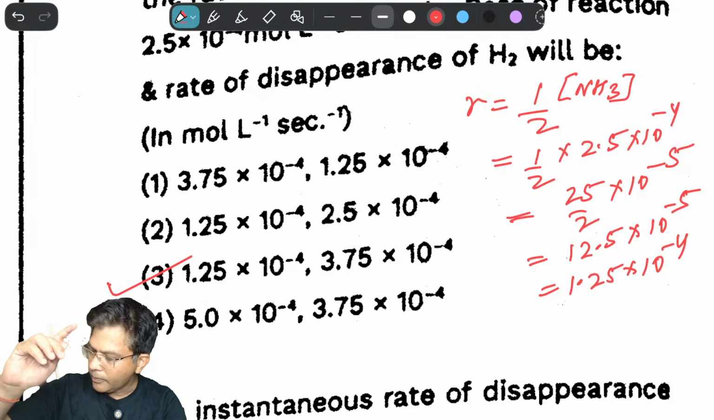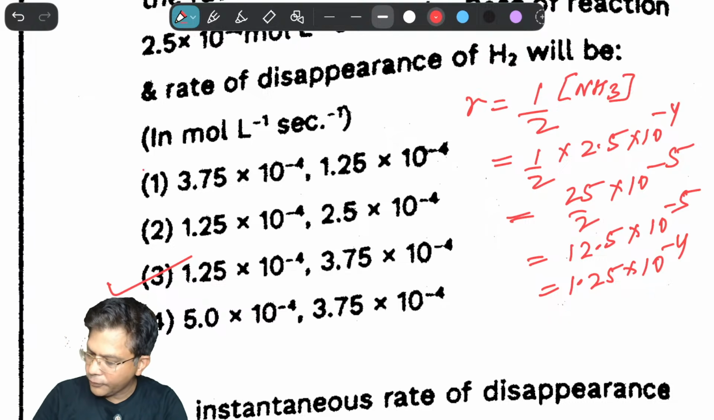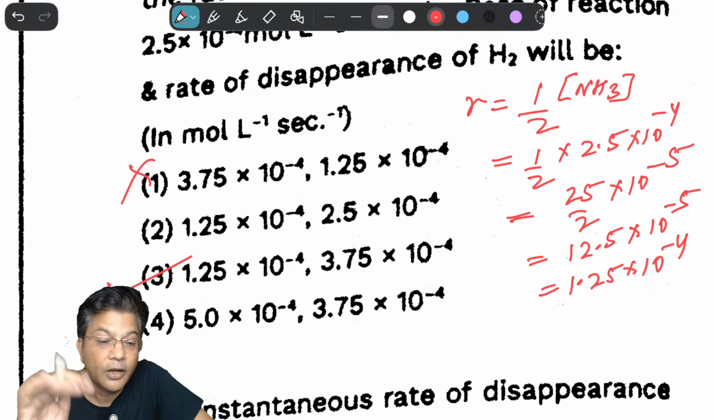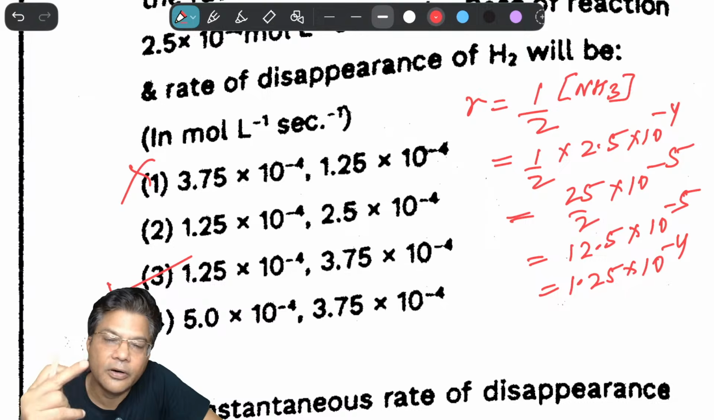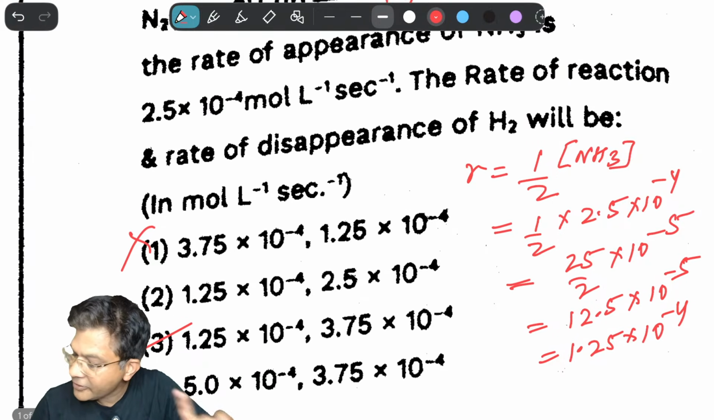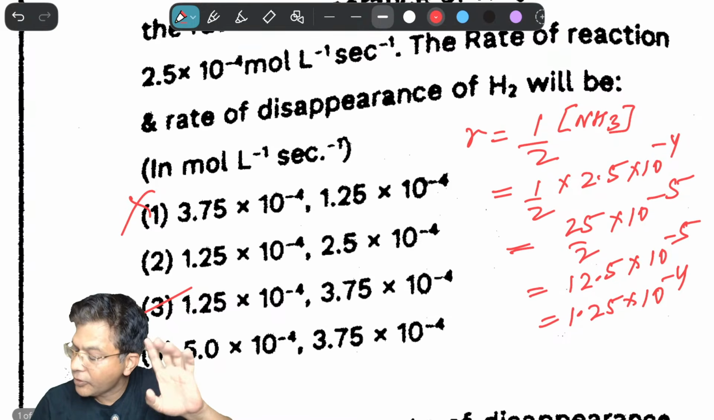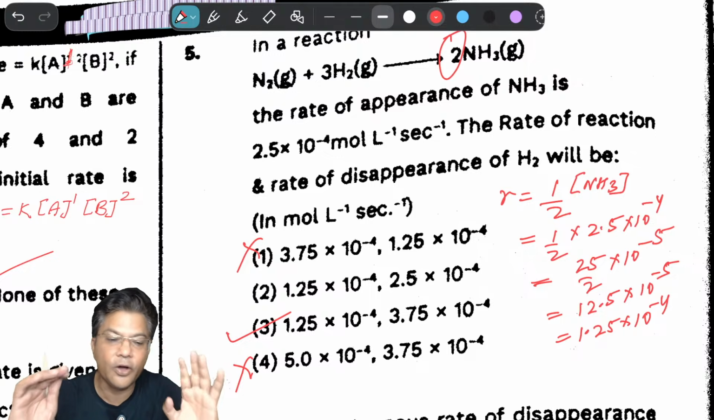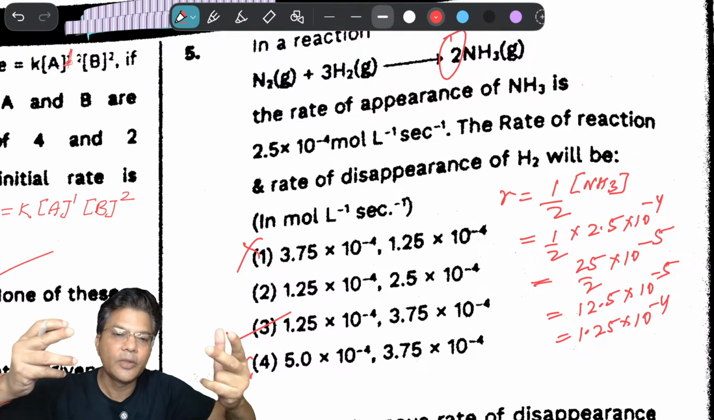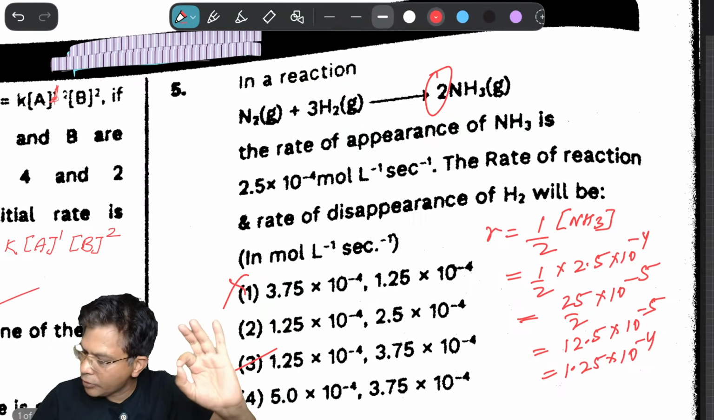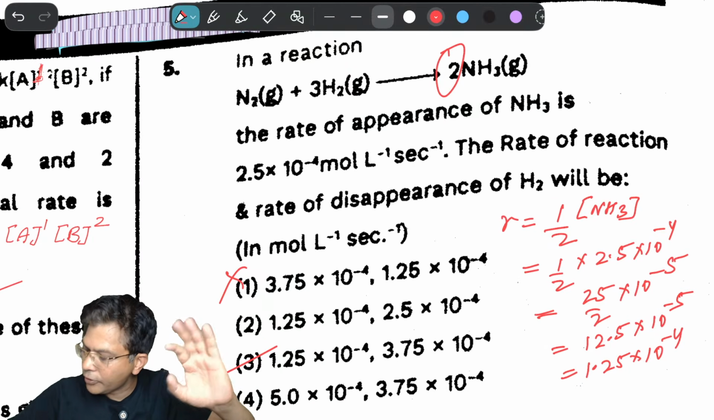So in the options, the first can't be the answer, the fourth can't be the answer. Now there are two options left, that is 2 and 3. Now how do we decide that the third is the correct answer? So the second part: they are asking the rate of disappearance of hydrogen. Directly you can do the question. How many of you want to do it in the air, without writing?